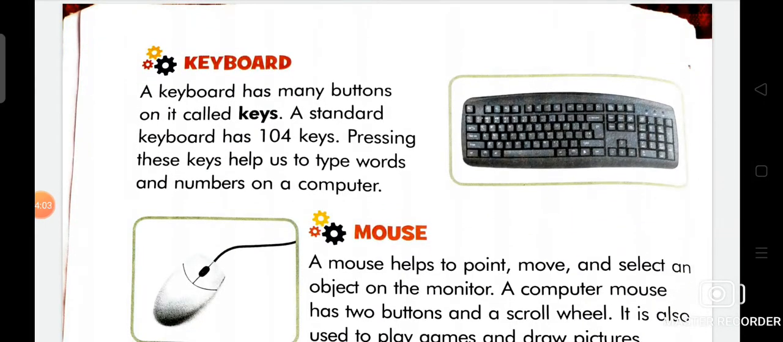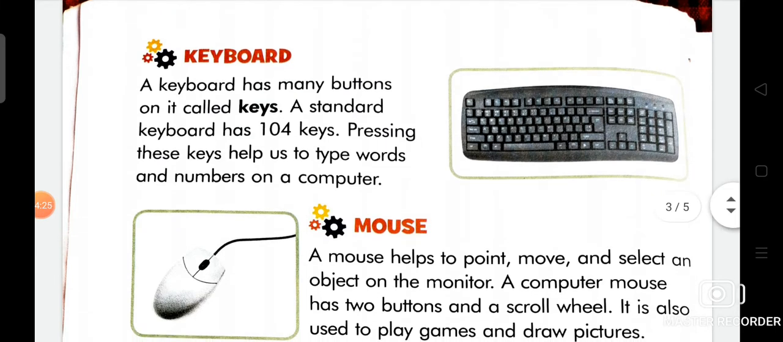Your next topic is keyboard. A keyboard has many buttons on it called keys. A standard keyboard has 104 keys. Pressing these keys helps us to type words and numbers on a computer. So students, it is the picture of keyboard. As you can see, a keyboard has a lot of keys. A standard keyboard has 104 keys.